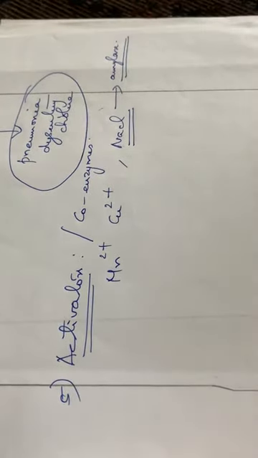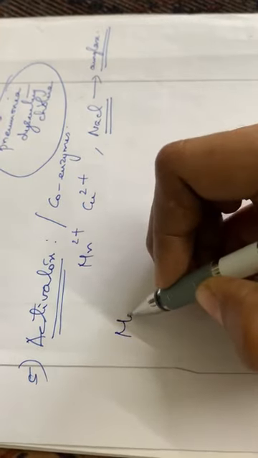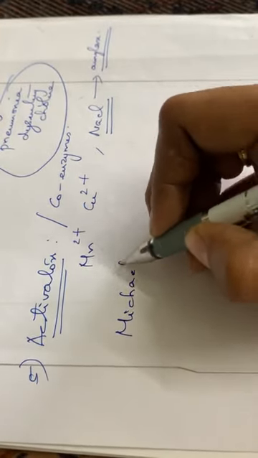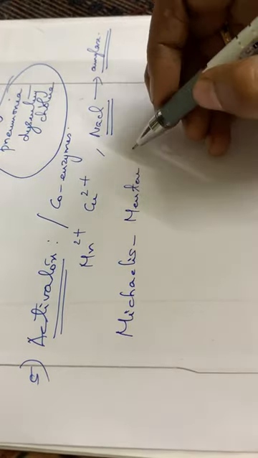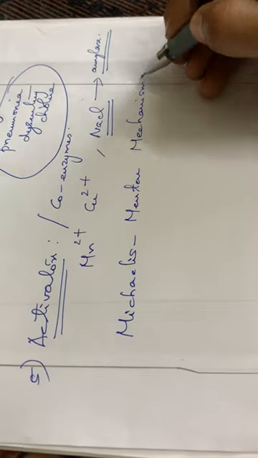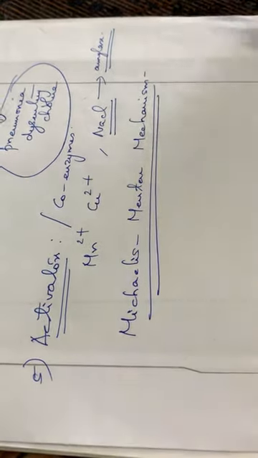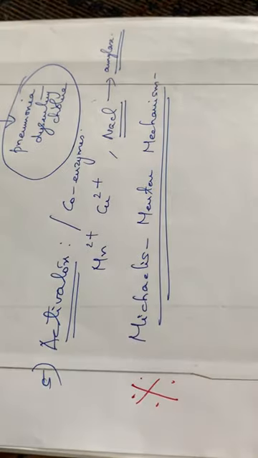Then the next one, which is very important, is the Michaelis-Menten mechanism. Michaelis, M-I-C-H-A-E-L-I-S, Menten, M-E-N-T-E-N. That is the mechanism of enzyme catalyzed reactions. This is very, very important. It is a university question which is usually asked.